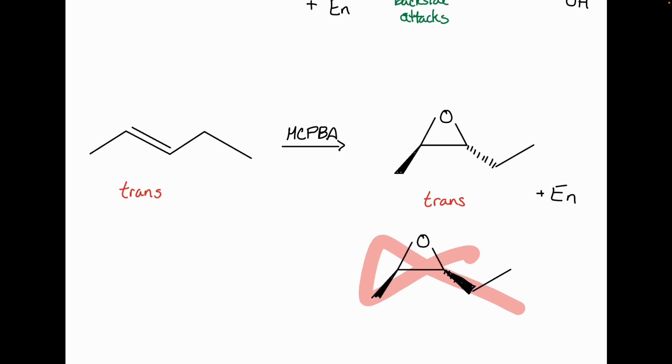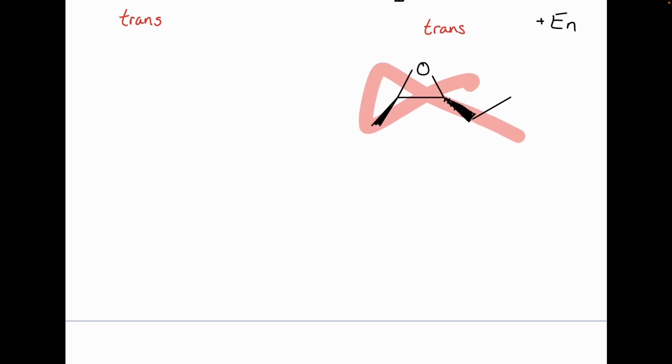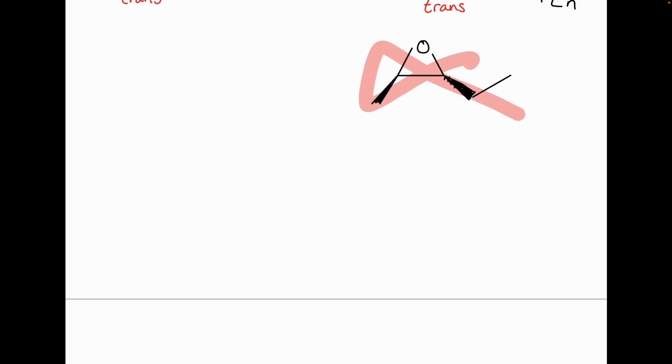All right, so first of all, let's first make sure that we get this down. I'm going to put down another epoxide here, or another alkene. We're again going to treat it with that MCPBA. I want you to give me our stereospecific product that's going to form here.